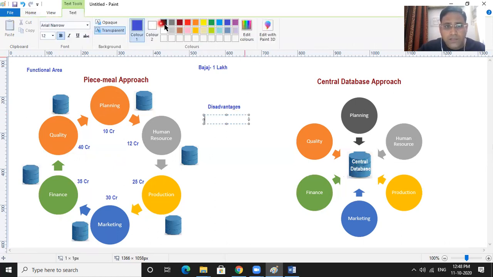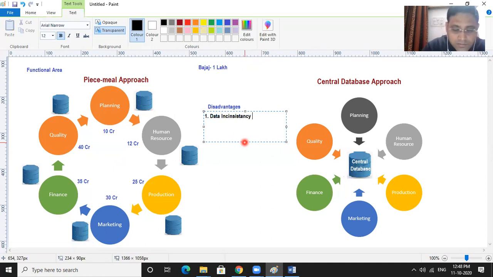Now the disadvantages will be, number one, there will be data inconsistency problem. Now what is this data inconsistency problem?